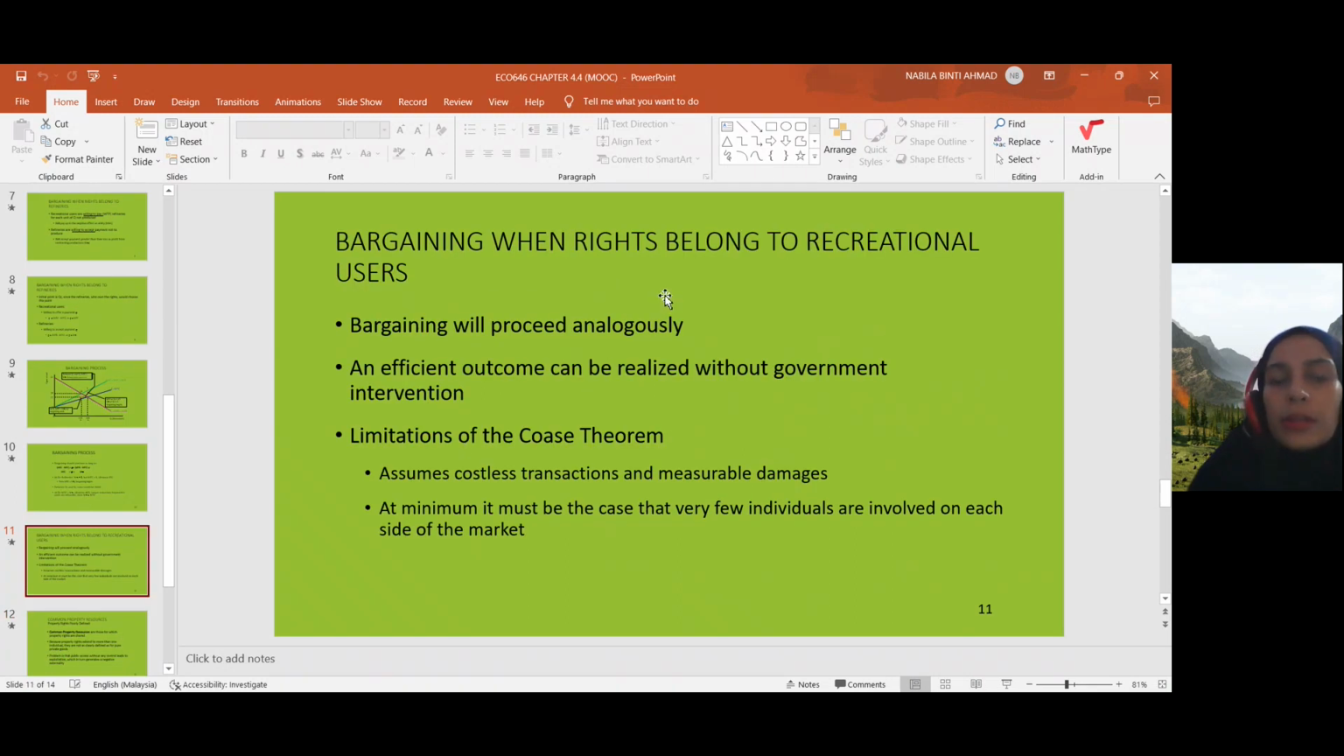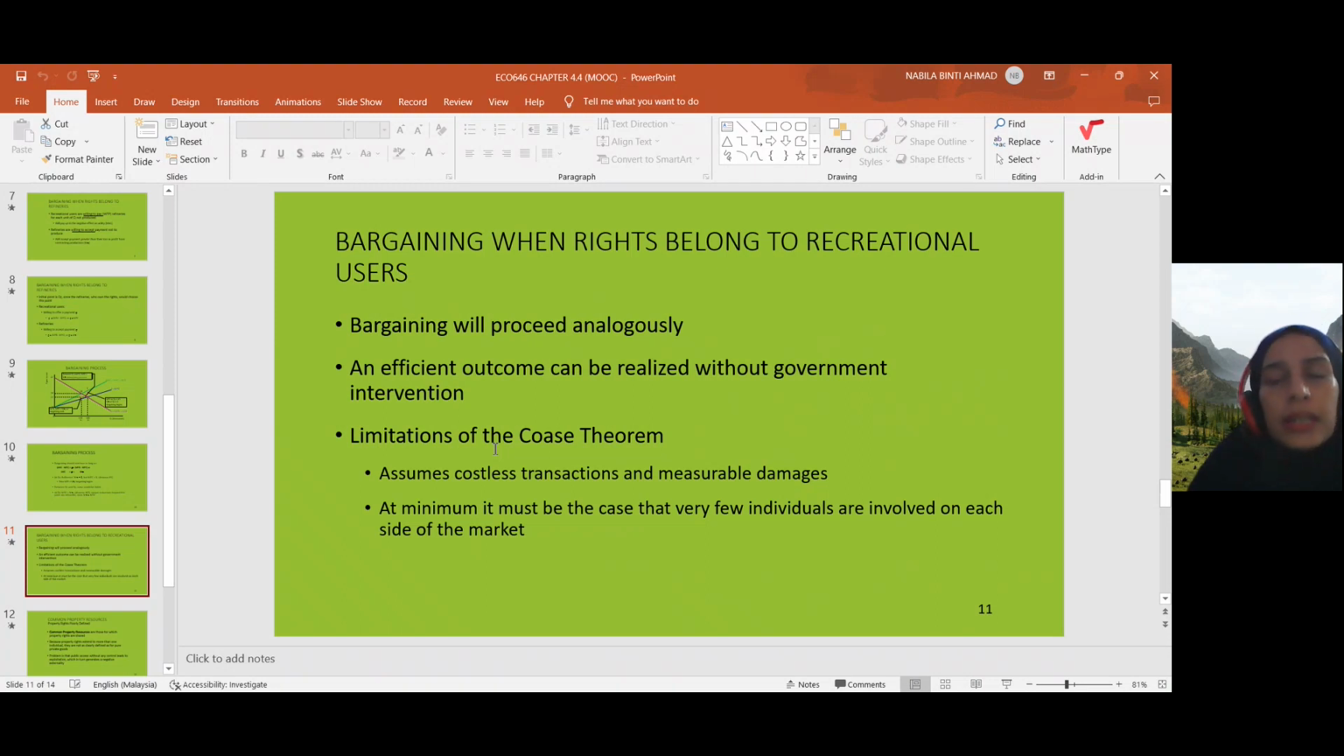So what happens when the rights belong to the recreational users? Bargaining will proceed analogously. The bargaining process will occur the same as before. An efficient outcome can be realized without government intervention. This means that this Coase theorem is one of the best theories, because the efficient outcome can be realized without government intervention.